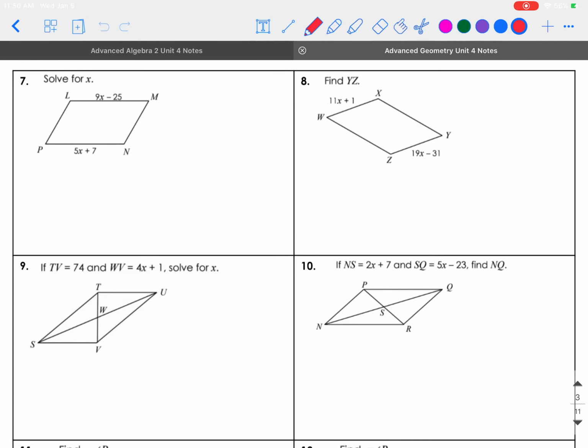All right, in this video, we're going to be working a little bit more with parallelograms and pulling in some algebra. So we're going to be solving for x and that sort of thing. So let's start with number 7.